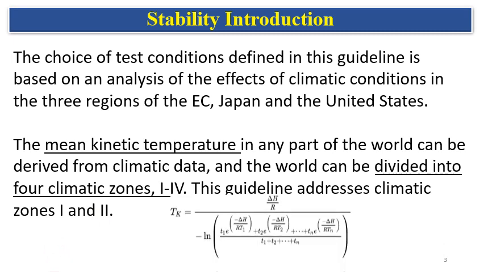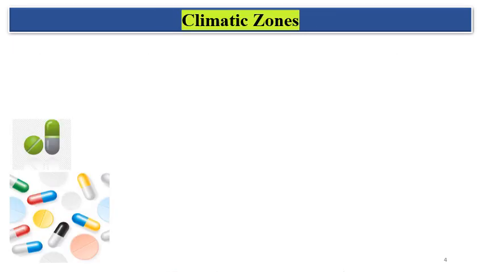The mean kinetic temperature is the temperature which is derived from the Arrhenius equation. This is the Arrhenius equation, and from this the mean kinetic temperature is derived. Based on this, the world is divided into zones. So what are these 4 zones?